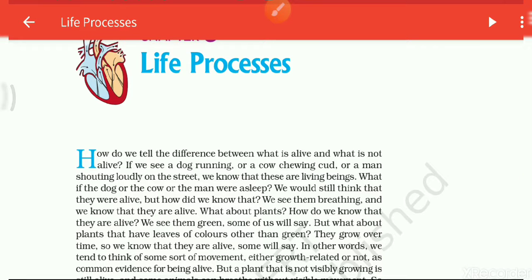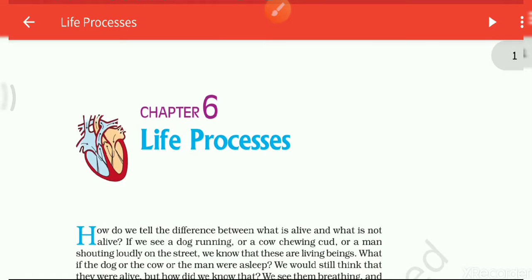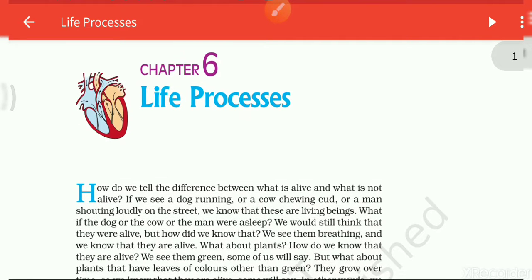Today I will start a new chapter of class 10th NCERT Science, that is Life Processes, and this chapter belongs to your biology book, and the chapter number is 6.